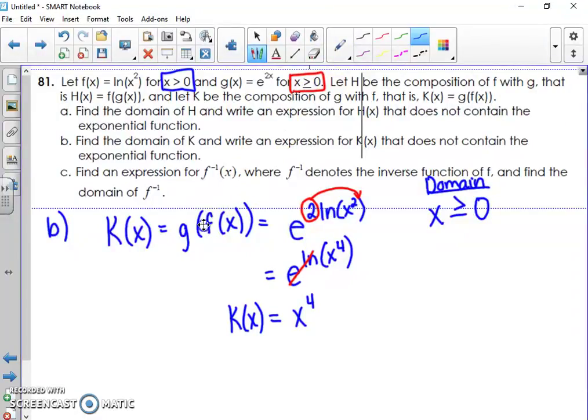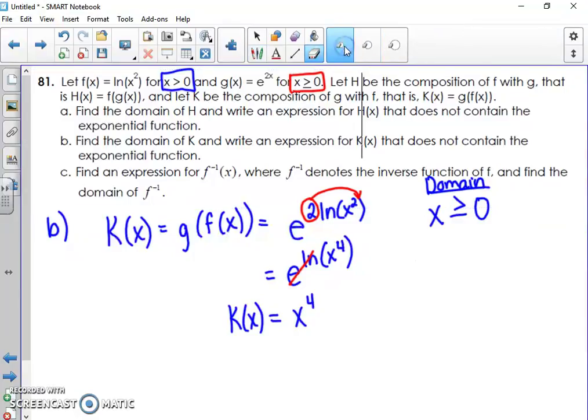So whenever we plugged f of x in, we took out the x, we replaced it with a natural log of x squared. So we're going to do that same thing for our domain. So I'm going to erase the x. I'm going to put in natural log of x squared. And there's a couple ways we can solve this.